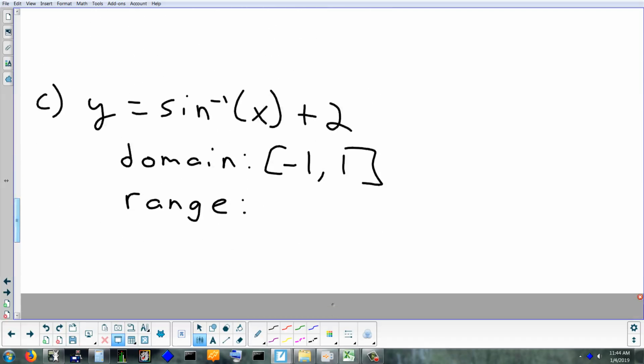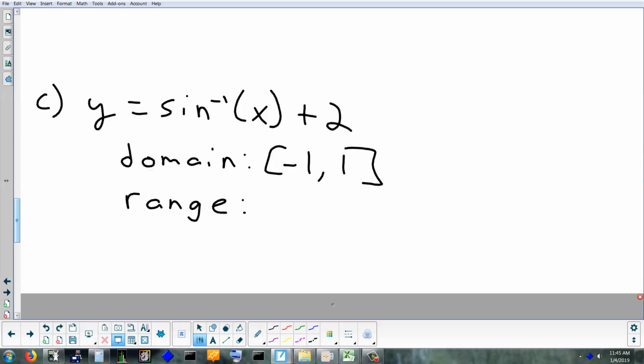And now, to find the range, let's think of what the range was originally. Someone remind me, what's the range for inverse sine? Rob? Negative pi over 2 to pi over 2. And what's the transformation we're doing here? You're adding 2. Which does what? It goes up how many? 2. So it shifts up 2.